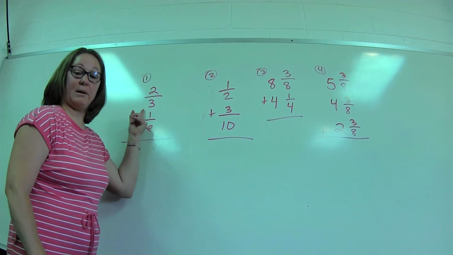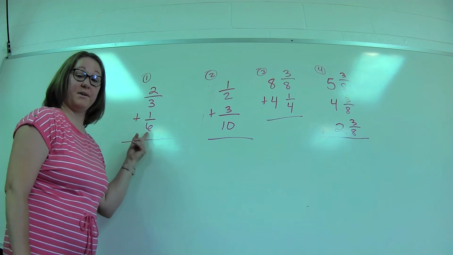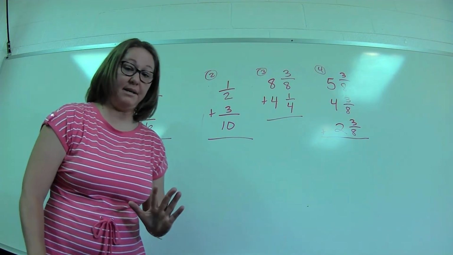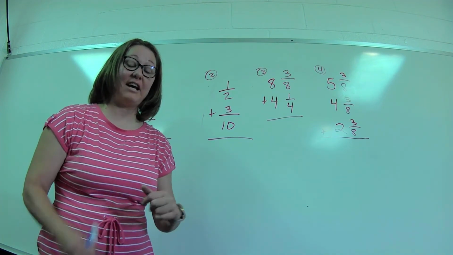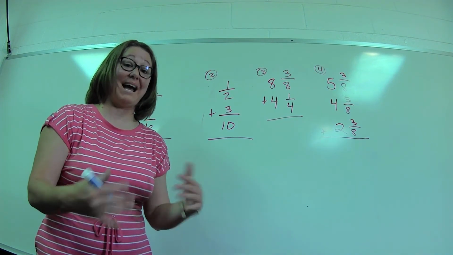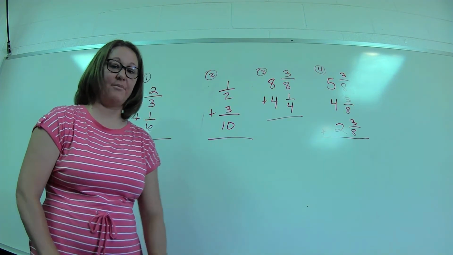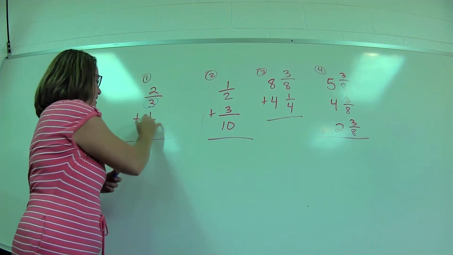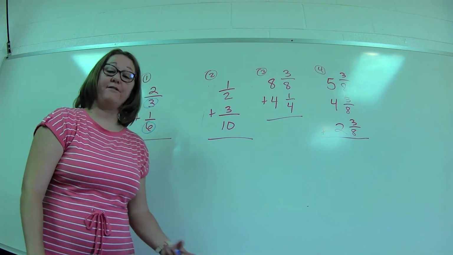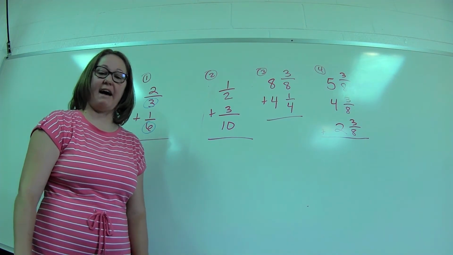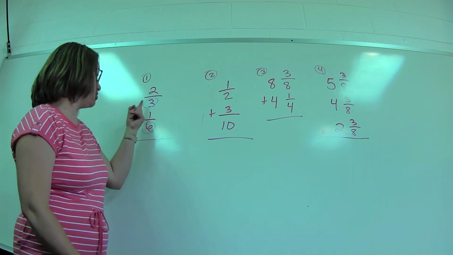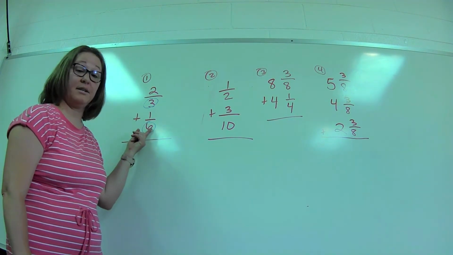Okay, let's start with problem number 1, 2/3 plus 1/6. I cannot add these the way they are. Do you remember why? That's right, they have to have common denominators. That means they have to be the same number on the denominator. All right, so we have 3 and 6. What's a common multiple that these would have? What would be a common denominator? Common multiple? Well, we could do 18 because you can always do 3 times 6.